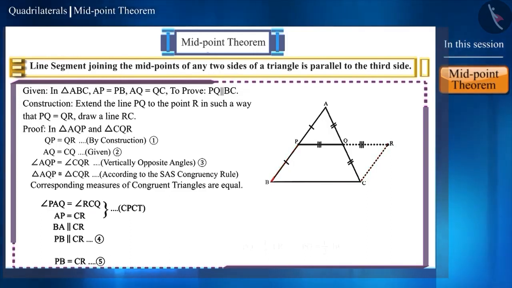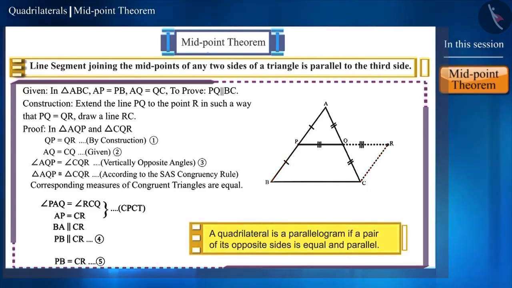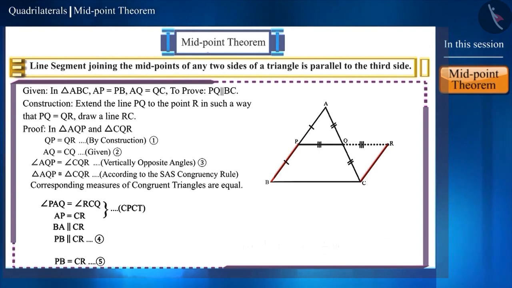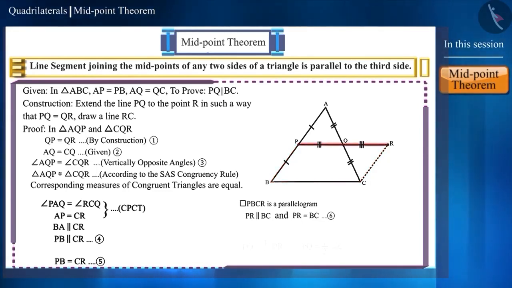Friends, look at the quadrilateral PBCR. It has a pair of opposite sides, parallel and equal. And we have learned that a quadrilateral is a parallelogram if a pair of its opposite sides is equal and parallel. Therefore, using this theorem, we can say that it is a parallelogram. Hence, the sides PR and BC will be parallel and equal.